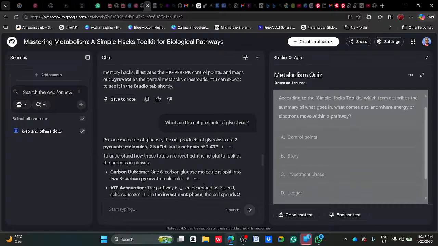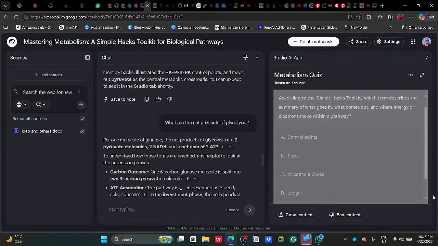According to the simple acts toolkit, which term describes the summary of what goes in, what comes out, and where energy or electrons move within a pathway? Is it called the control point? Is it called the story? Is it called the investment phase or the ledger phase? Okay, that's question one.